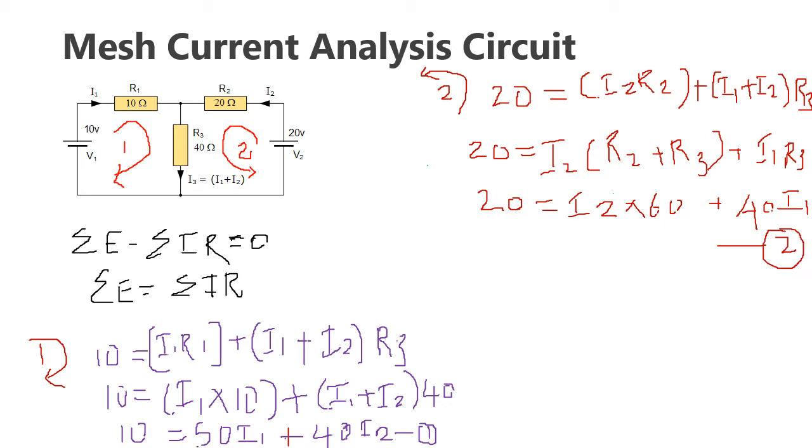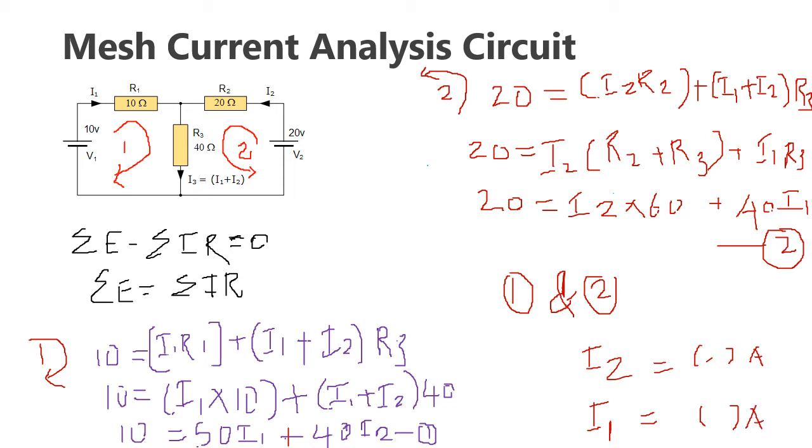Now we can solve these two equations. If we solve equation 1 and 2, then we can get the values of I2 and I1. So I2 will be equal to some value in amperes and I1 will be some value. Then we can find I3.